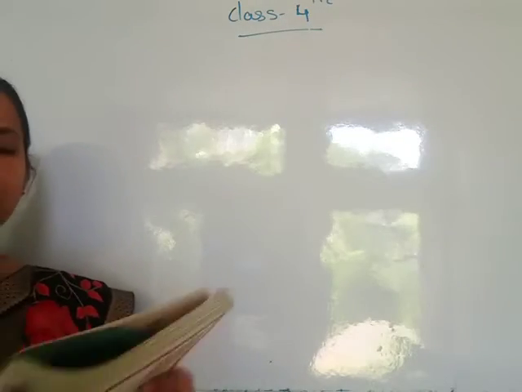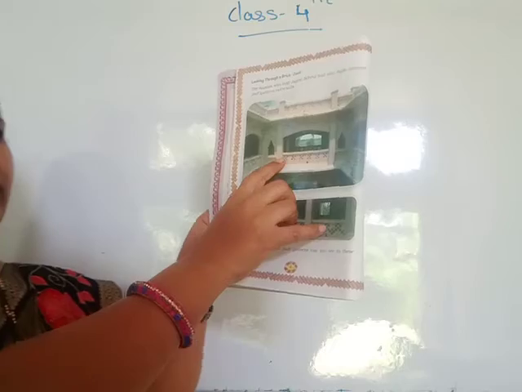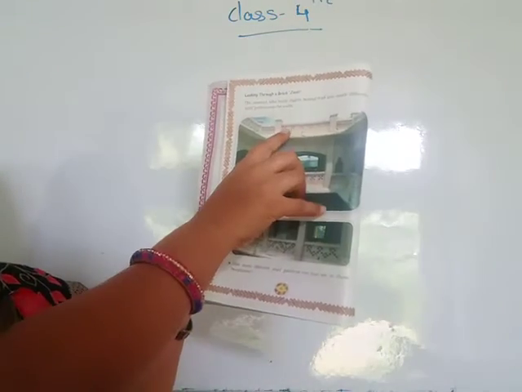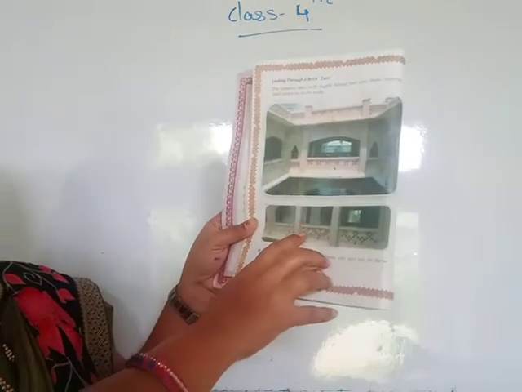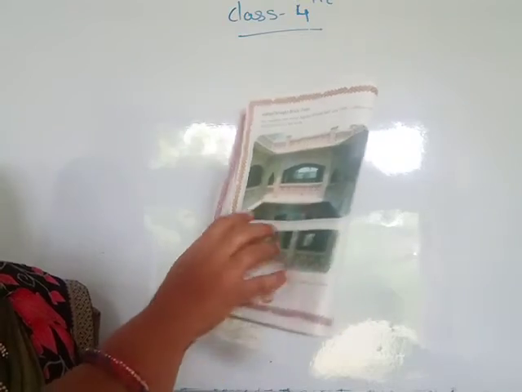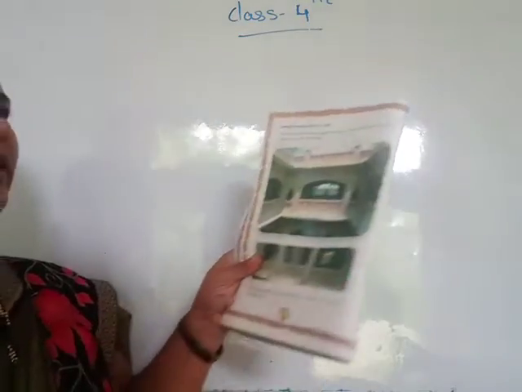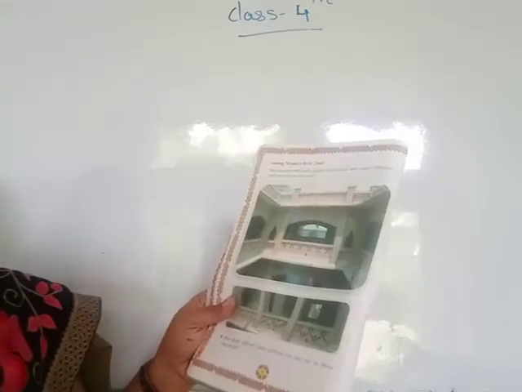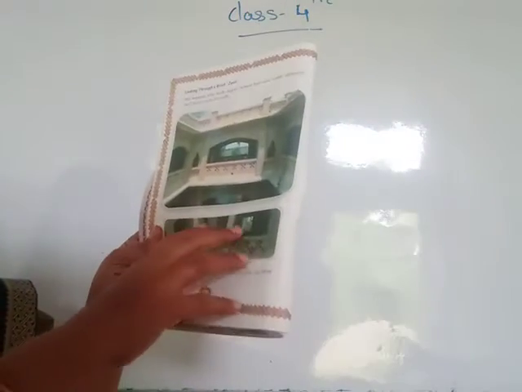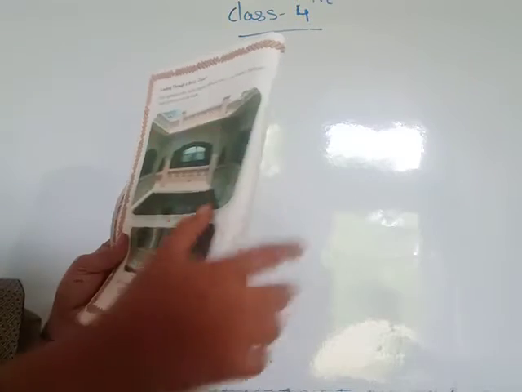Looking through a brick jali. You see this brick jali. You see this brick jali here also, here also, here also. The masons who built the Jagriti school have also made different jali patterns on the walls. See this jali pattern on the walls.